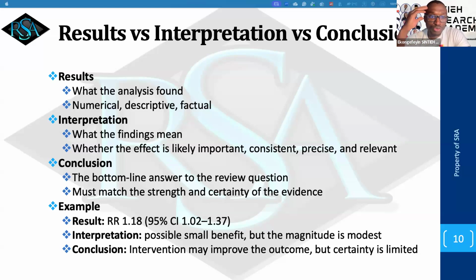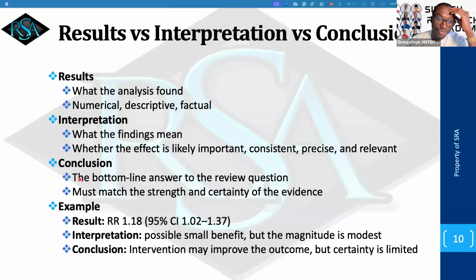And what you want to do is to assess whether it is important, consistent, precise, and relevant. So these are things to consider when you're discussing your finding. How important is this finding? Does this align with what other people have done? How can I bring it to the closest point of evidence that this is what it means? And how relevant is it to our realities, or to policy, or to daily life? And that's what you interpret.